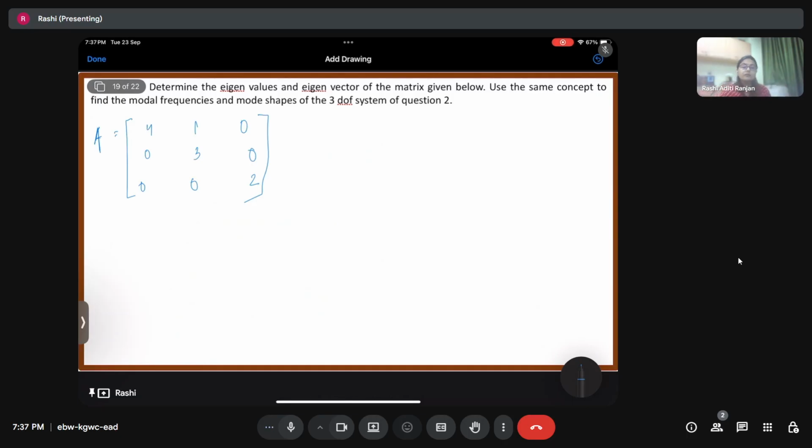Anyways, for this matrix, if I have to find out the eigenvalues and eigenvectors, what do I do? For the eigenvalue, we do nothing but A minus lambda I. We find the determinant and make it equal to 0. So 4 minus lambda, 1, 0, 0, 3 minus lambda, 0, 0, 0, 2 minus lambda. The determinant of this is equal to 0. This gives us (4 minus lambda)(3 minus lambda)(2 minus lambda) equal to 0.